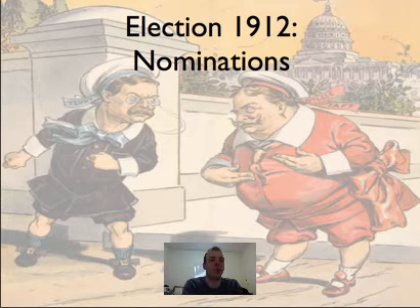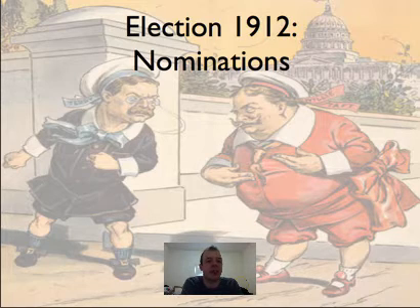Taft and Roosevelt are both fighting for the Republican nomination, but Taft is the incumbent president. He's the one in office. That means he has the advantage. He's going to control the party convention, and as a result, Taft wins the nomination.